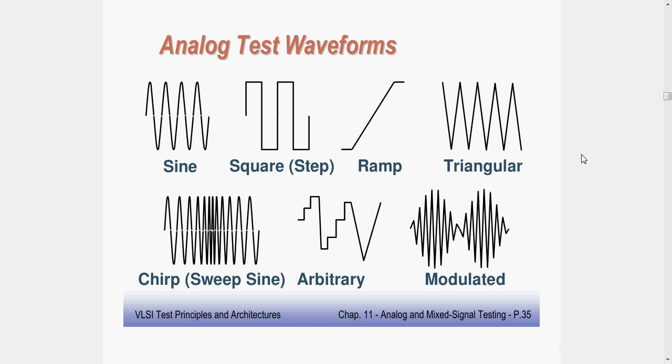Here, you would have come across these types of waveforms already. We have the sine wave, square wave or the step signal, the ramp signal, triangular waveform, chirp signal, arbitrary signals, and modulated signal. So why are we going for these different varieties of signals? Depending upon the type of module, we need to choose a particular way of stimulating or activating them.